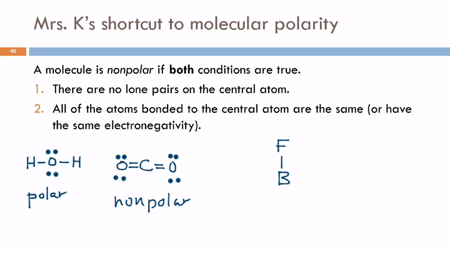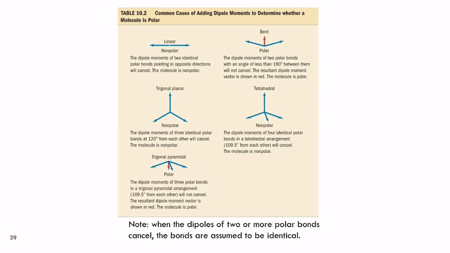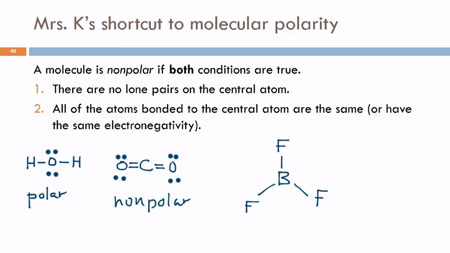So one of the examples in that table showing the different things, what table am I talking about? I'm talking about this one. So here, this trigonal planar. If we have something like boron trifluoride, these would have lone pairs on them. But we'd look at this and we say that the central atom has no lone pairs, and all the atoms bonded to it are the same. We would predict that this is also nonpolar, and we would be correct.